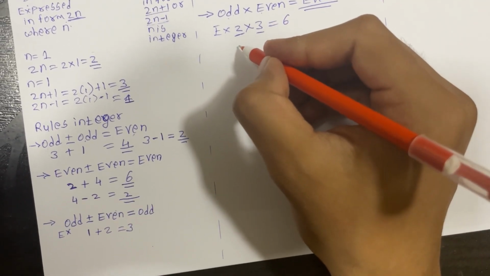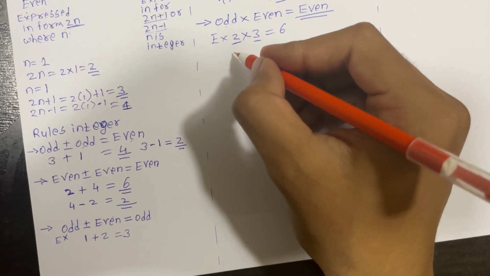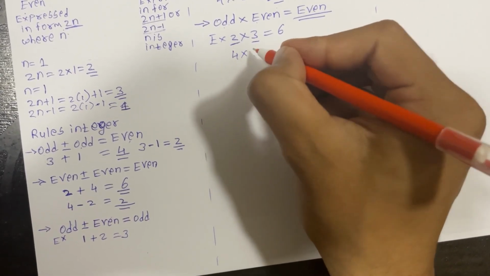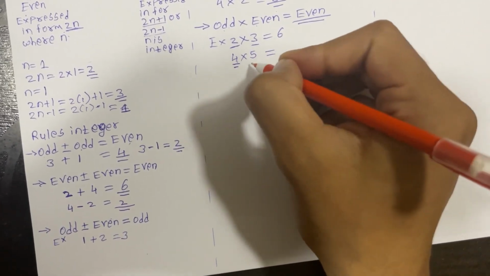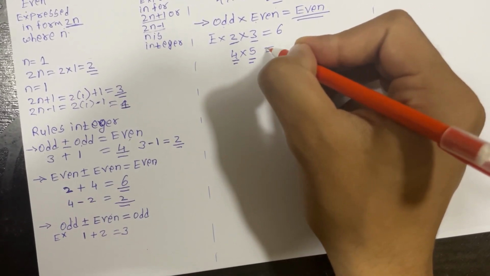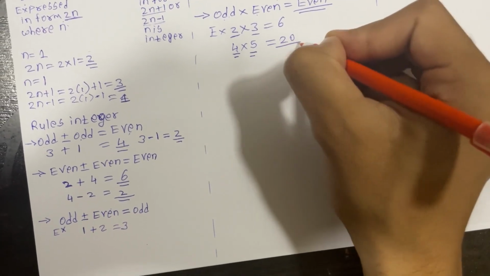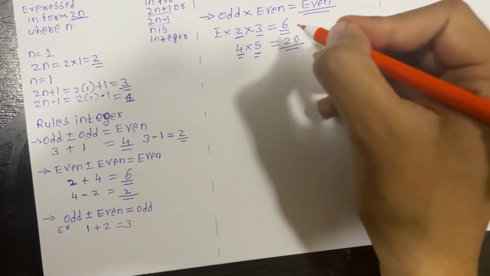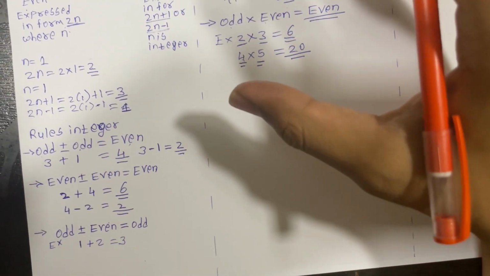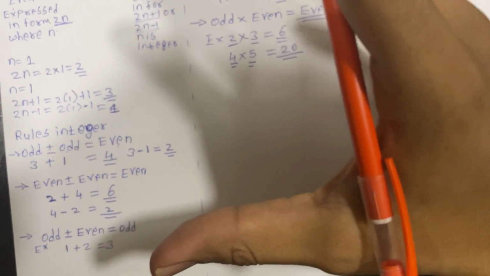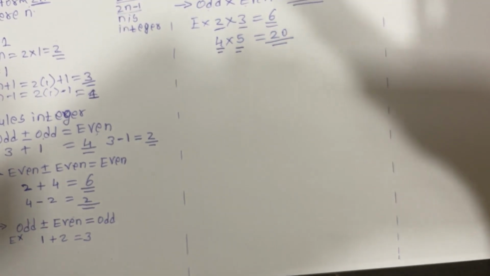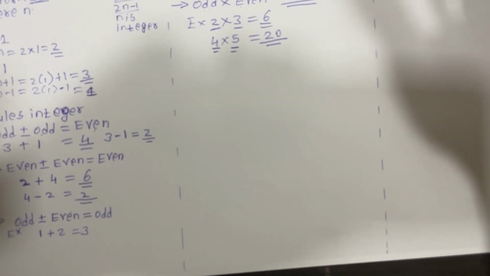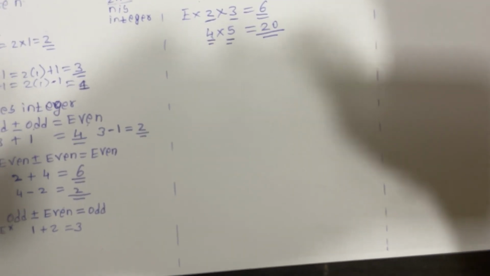Another example, 4 into 5. 4 is even number, 5 is odd, and the multiplication of that is 20, which is an even number, okay? So keep this rule in mind, so it will be easier for you to use this rule in complex solving of integers.